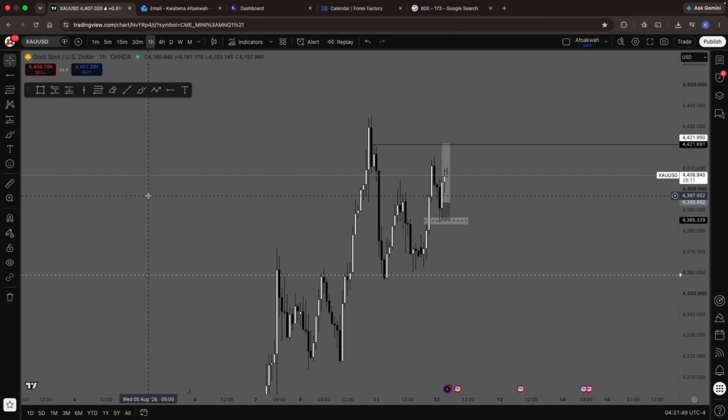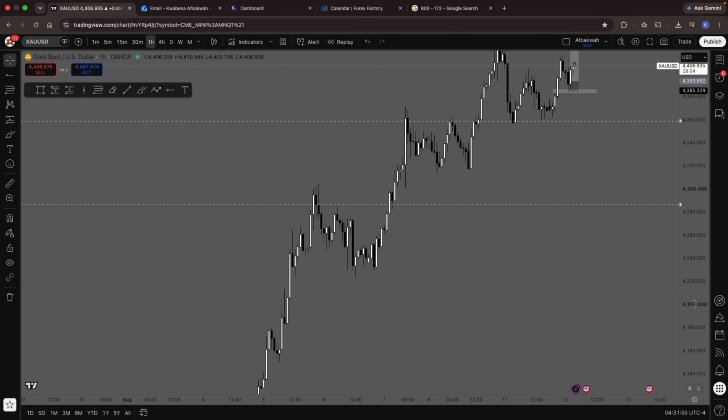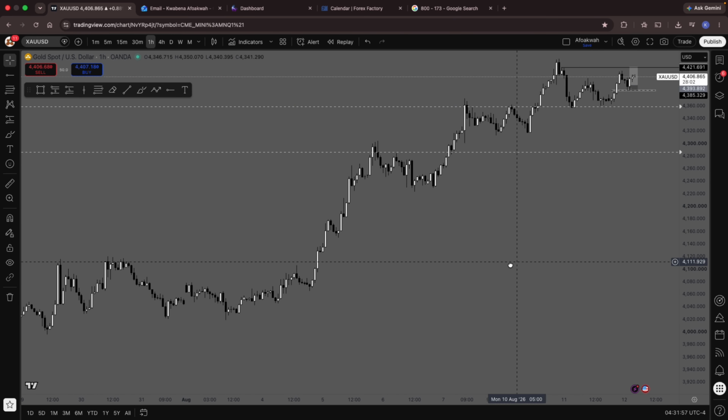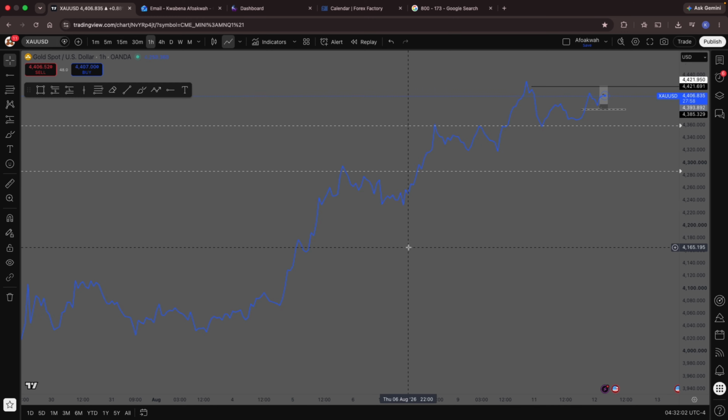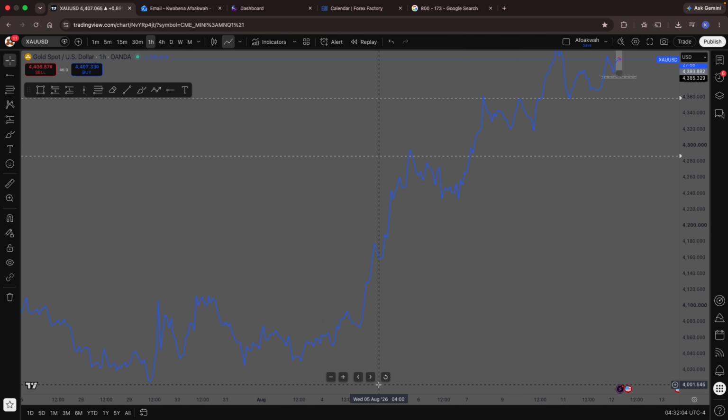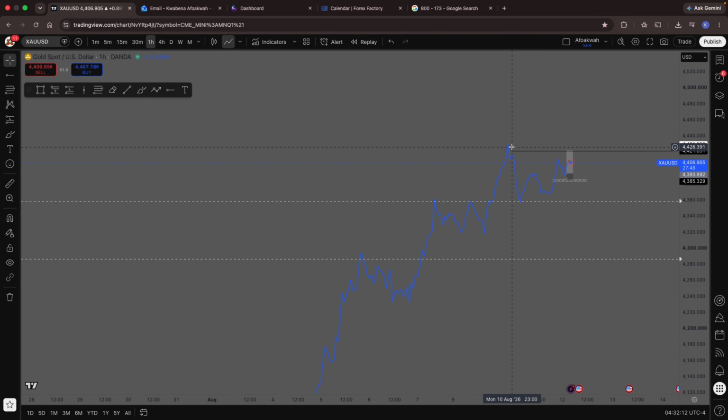And uptrends, for instance, are higher highs, higher lows, right? So if we look at this uptrend right here, and even to simplify it, something I used to do a lot when I was starting out, the lines. Clearly see, so higher high, higher low, higher high, higher low, higher high, right?